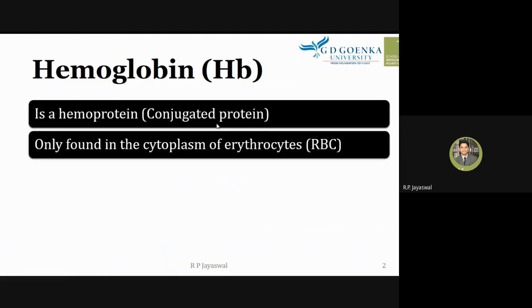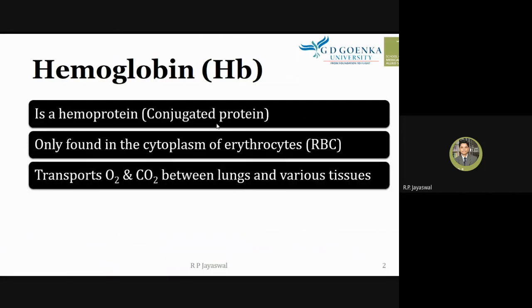Hemoglobin is found in the cytoplasm of erythrocytes. Red blood cells, the erythrocytes, have the function of transporting oxygen. So this hemoglobin is found only in the erythrocyte, basically in the cytoplasm. And what is its role? It transports oxygen and carbon dioxide between the lungs and various tissues. As you know, this is the function of hemoglobin.